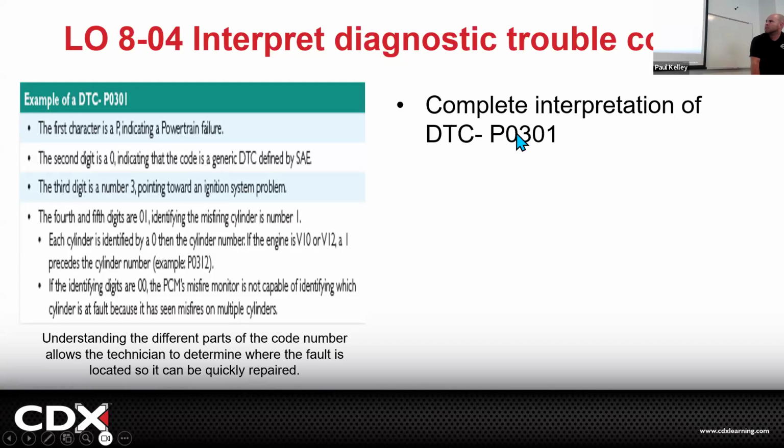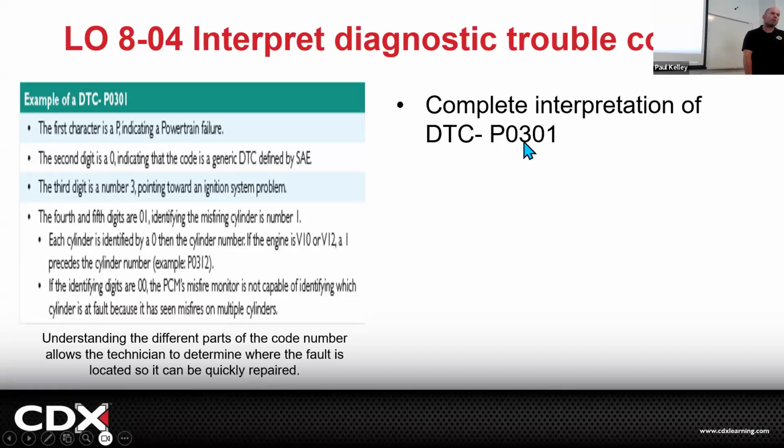So if this was P0300, that would be a random or multiple cylinder misfire. But if you notice, the 01 is actually telling us we're identifying cylinder number 1. So this is a misfire, powertrain, generic, ignition related.